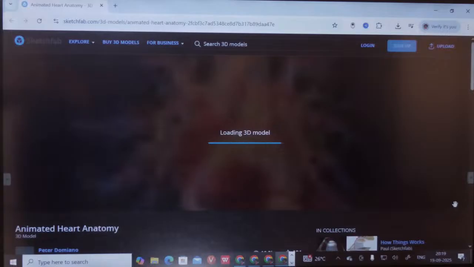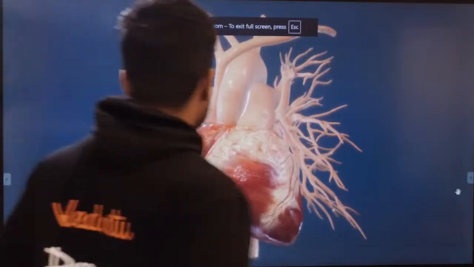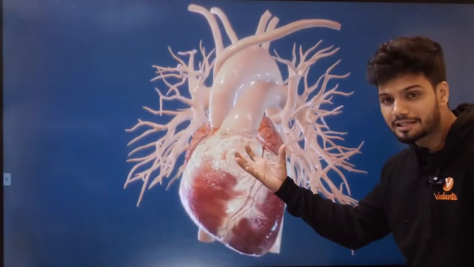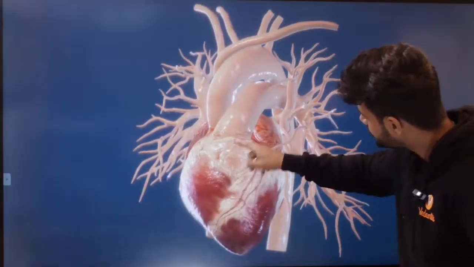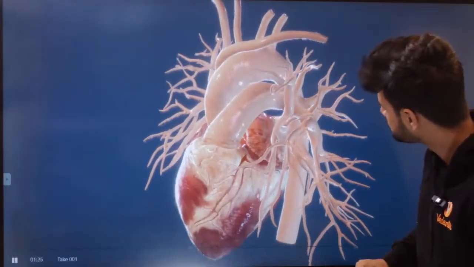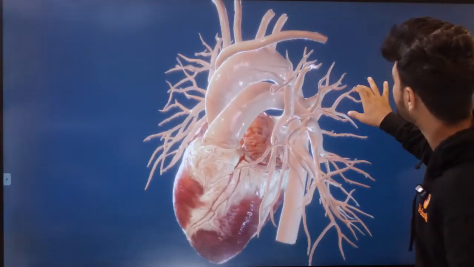This is how the human heart actually looks. Can all of you see, students? The entire muscular organ, which is continuously beating, has two atria and two ventricles at the bottom, and we can see a lot of blood vessels coming in and going out. This is how the heart looks.